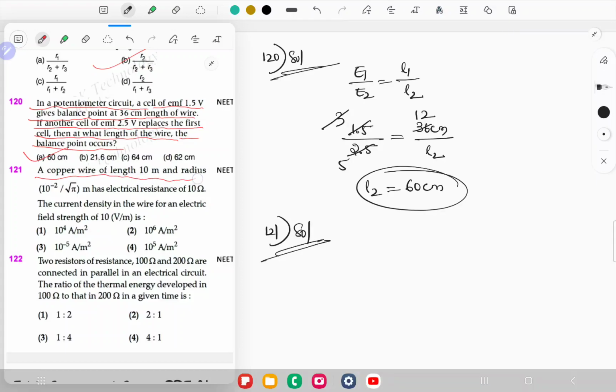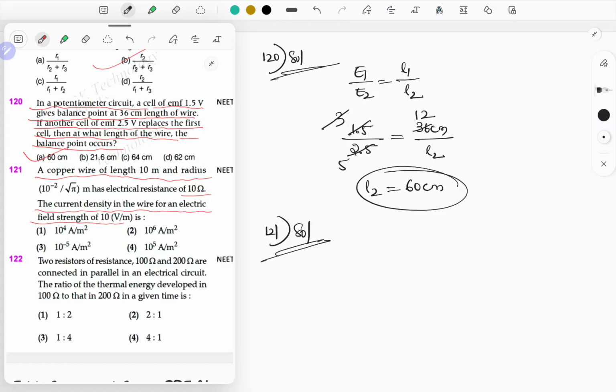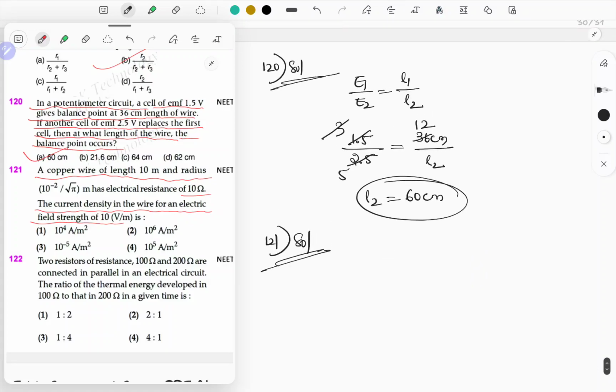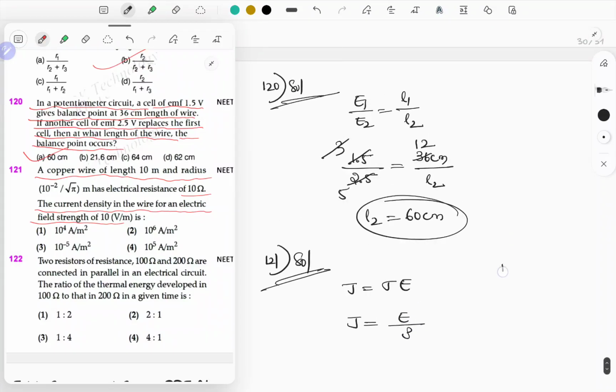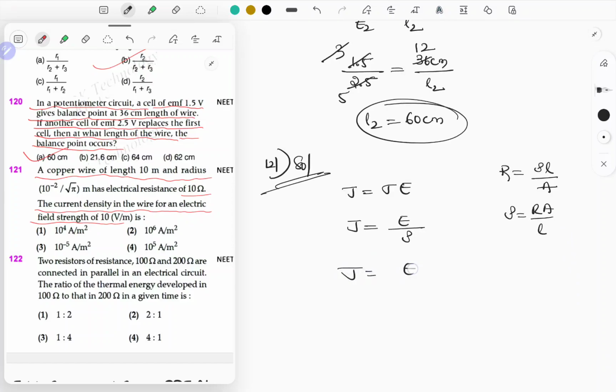A copper wire of length 10 meter and radius 10 power minus 2 by root pi meter has an electrical resistance of 10 ohm. The current density in the wire for an electric field strength of... We know the formula relating electric field and current density, that is J is equal to sigma E. Instead of sigma we can use resistivity rho. The formula for resistance in terms of resistivity is R equals rho L by A, so rho is equal to R A by L. Let me substitute it here: J is equal to E divided by rho, which is E L by R A.